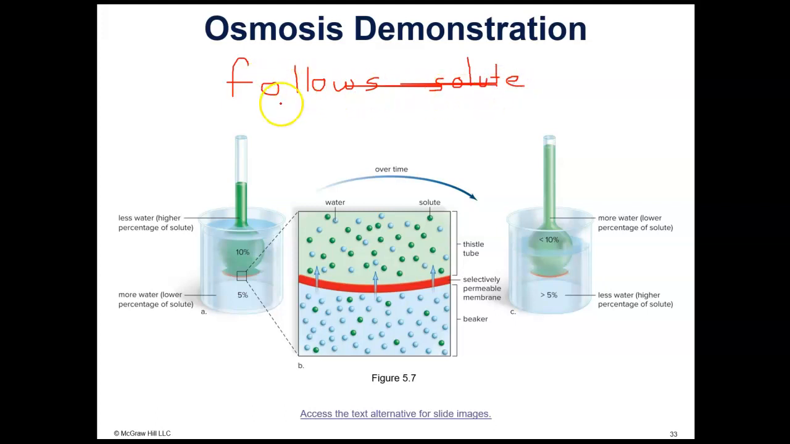Okay, hopefully you can read that. Water follows solute. Water moves to the higher solute concentration. If you remember that, you'll always know which way water moves. Water is going to move toward the higher solute concentration. So that is the reason that water moves into the thistle tube, because that's where more solute is dissolved. Okay?